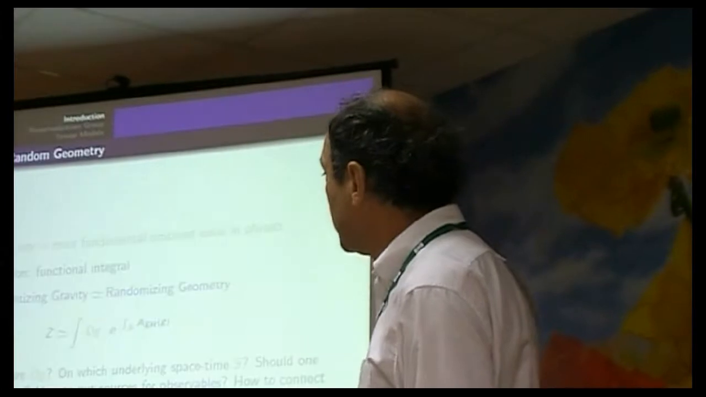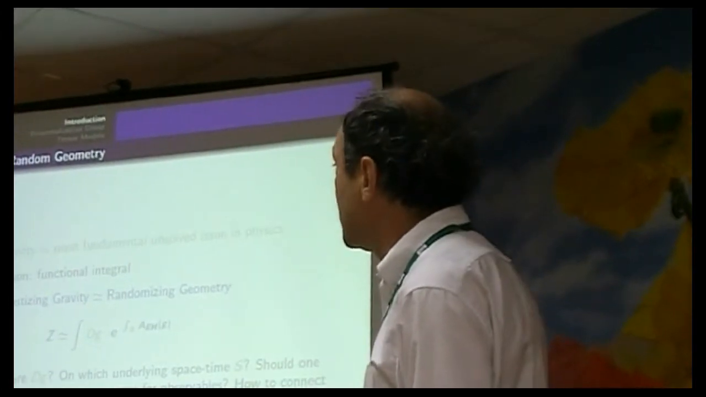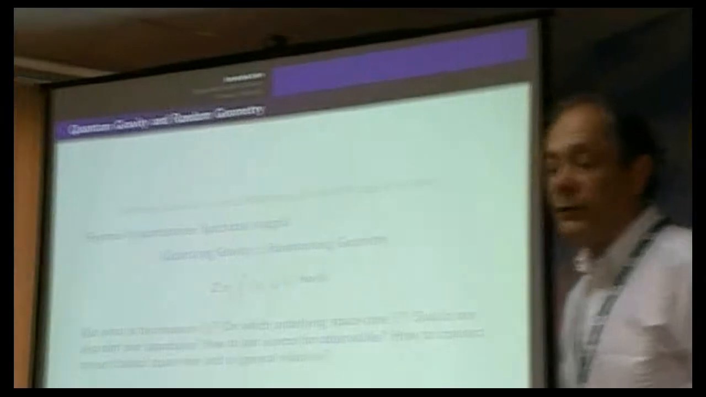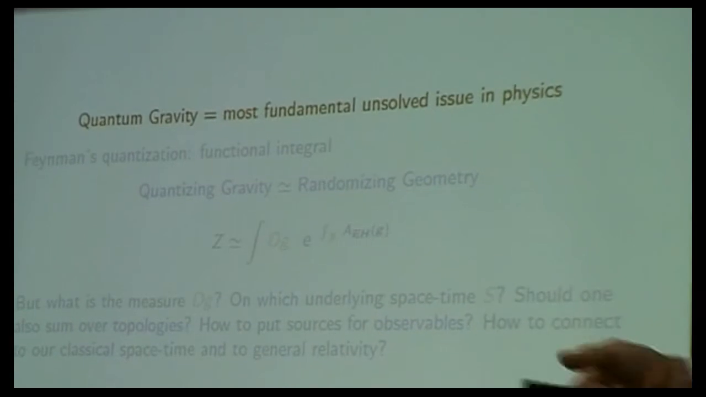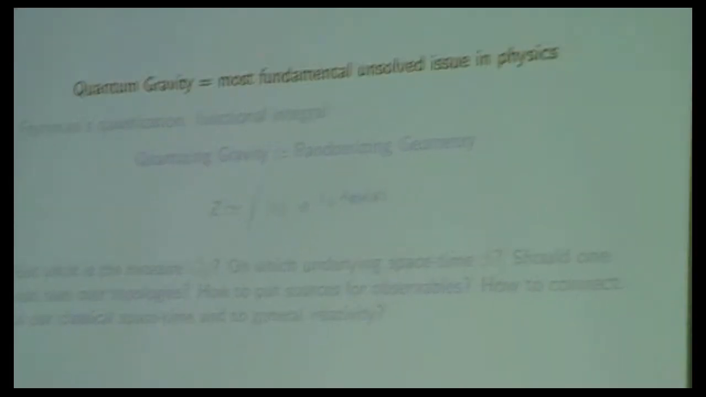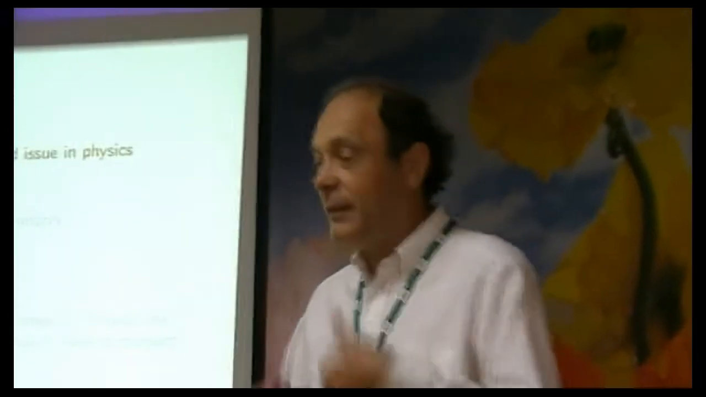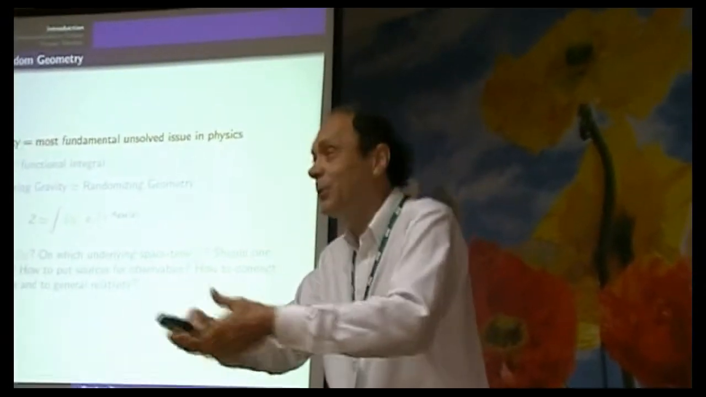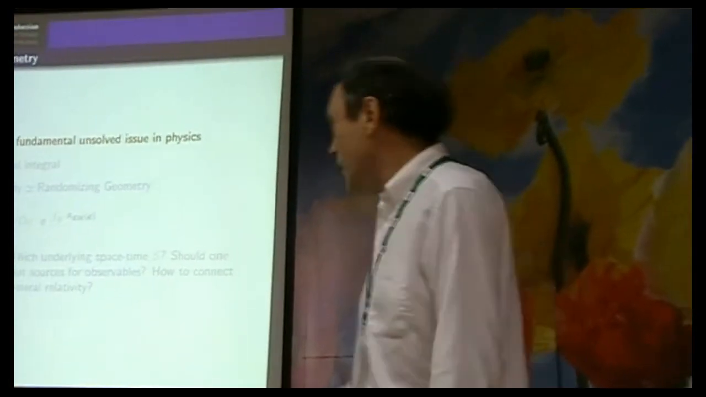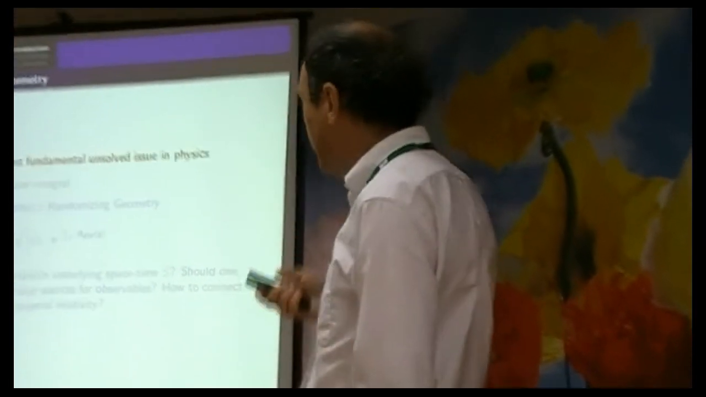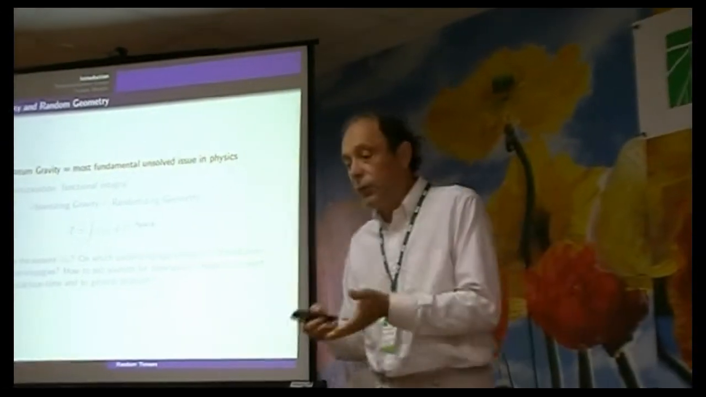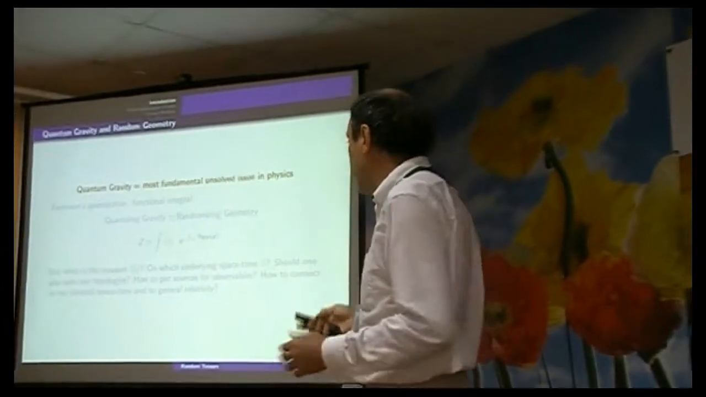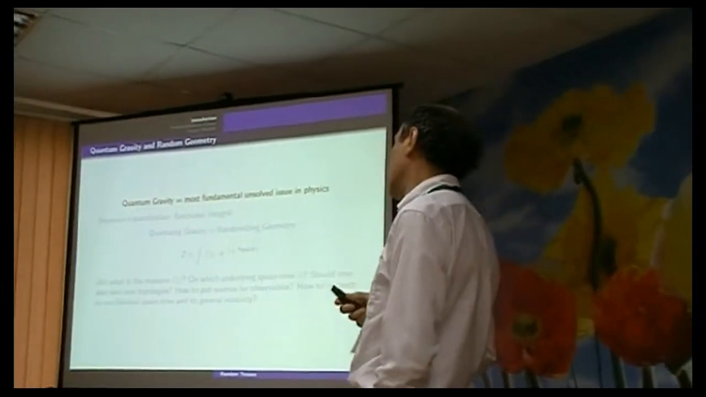And for this, we seem to have a problem, which is quantizing gravity. Quantizing gravity has been considered sometimes the most fundamental unsolved issue of physics, that the 20th century couldn't solve and gave us to solve in the 21st century. Well, I will review several, not all, but several approaches to this problem. And I will then introduce the idea of using random tensors.